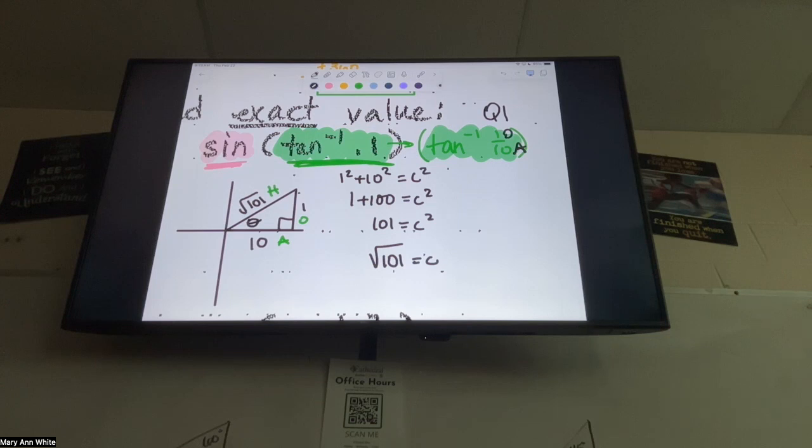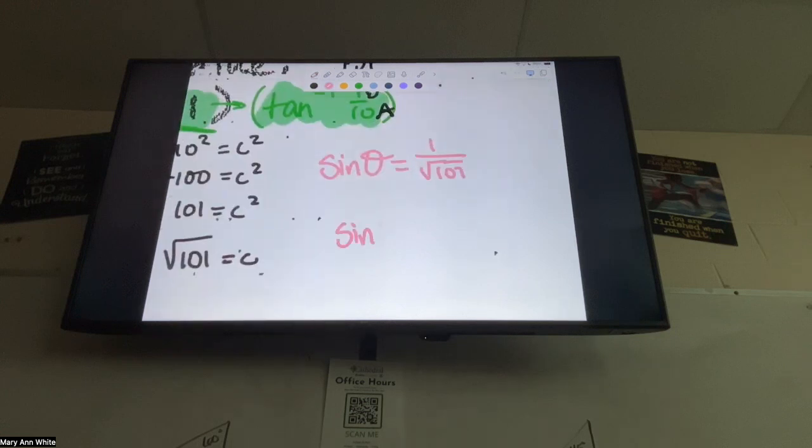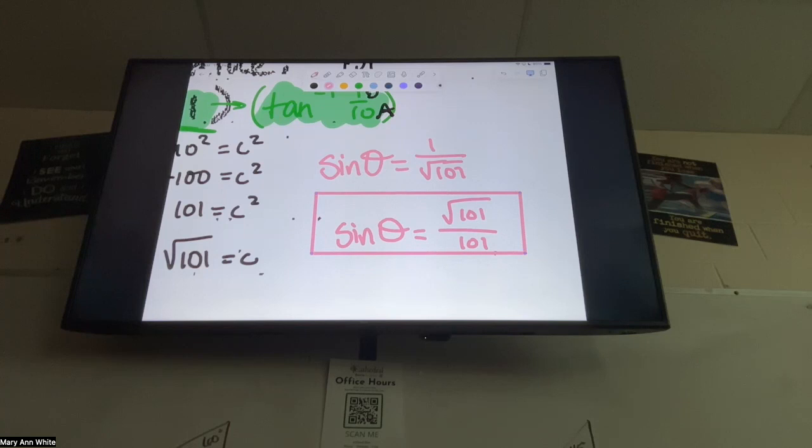Okay, we've done everything that we can with this inverse tan of 1 over 10. We've done all that we can. Now we're ready to do the outside function. Can we do sine of this angle, sine of that triangle? Yeah, we could do sine, right? What's sine? O over H. We could do sine of this angle. So I think of that as sine of theta equals 1 over root 101. And then we can rationalize that. Root 101 over 101.